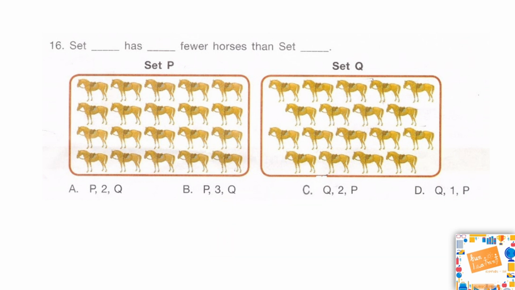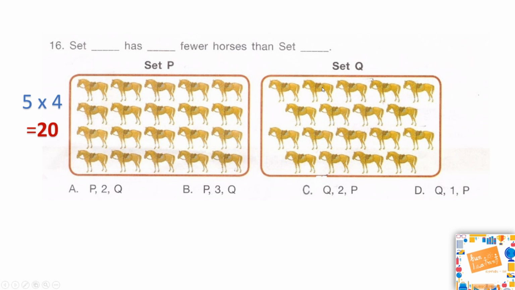Well, let's look at it together. Now in set P, you can clearly see there are 4 rows and each row has 1, 2, 3, 4, 5 horses. That means it is 5 times 4, which is equal to 20. So set P has 20 horses.